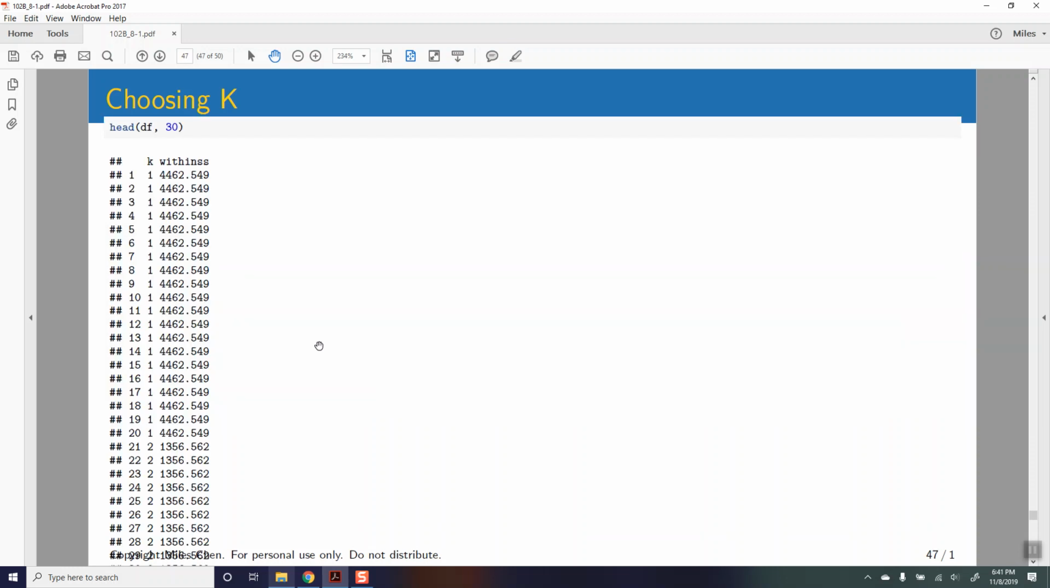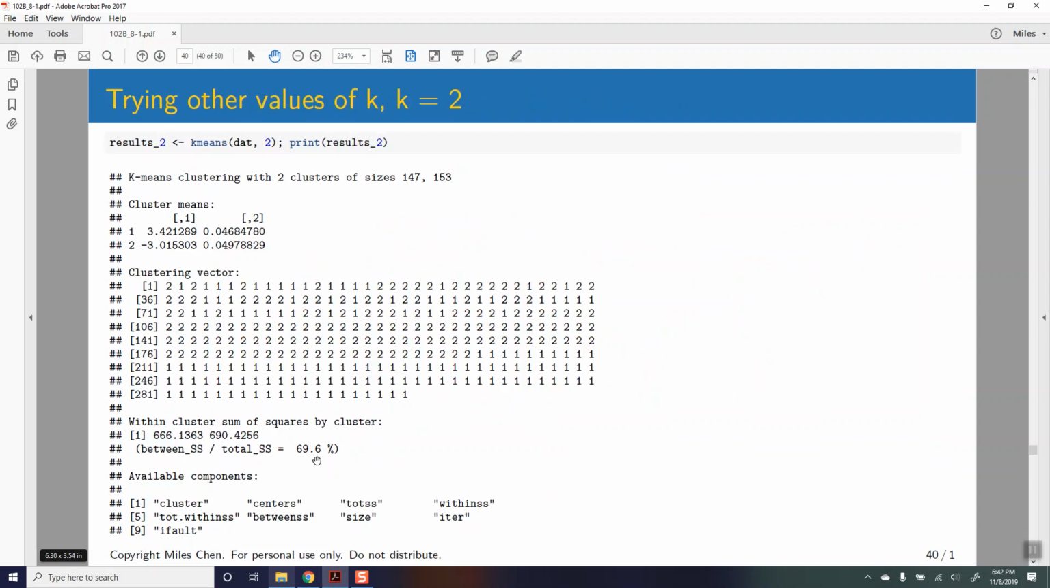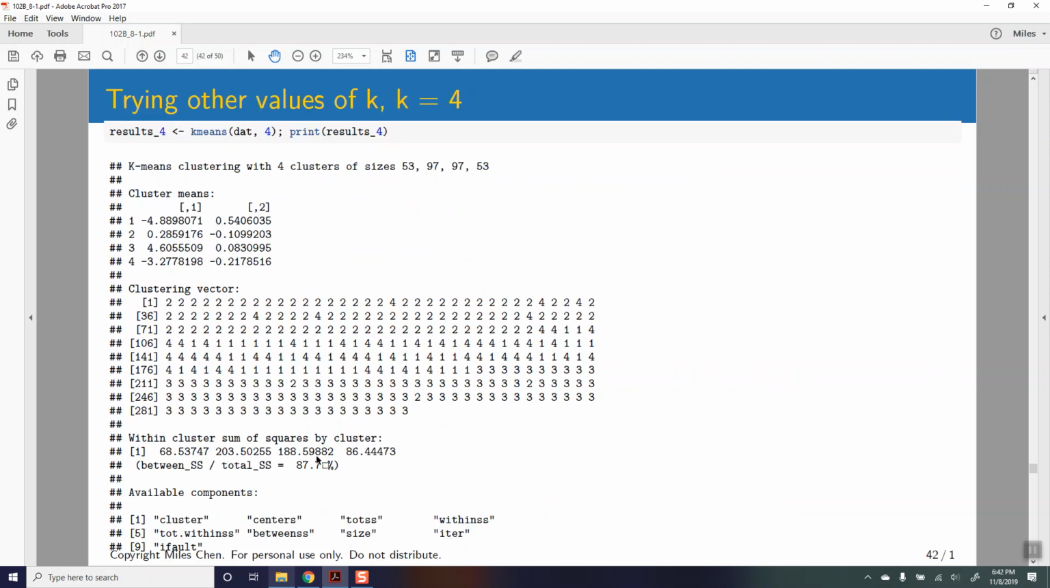So I go ahead and run this. When you have only 1 cluster, there's no variation, of course. This was actually kind of stupid, but we get the same number, 4,462, every single time. With 2 clusters, that drops down to 1,356. So that 1,356 out of 4,400 is only about 30%. So the reduction is about 70% there.